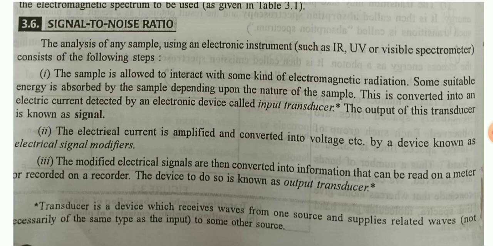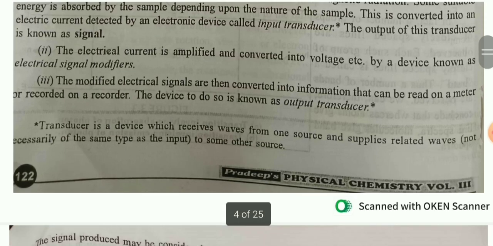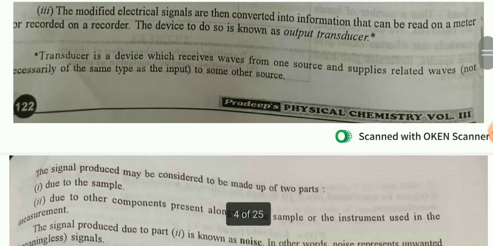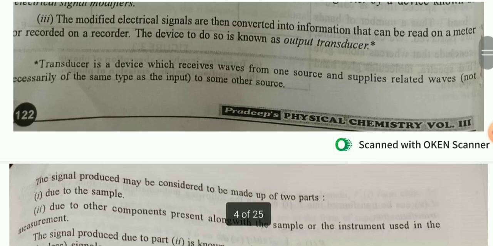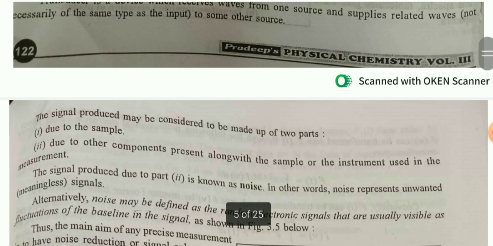The second point is that the electrical current is amplified and converted into voltage, etc., by a device known as electrical signal modifiers. Third, the modified electrical signals are then converted into information that can be read on a meter or recorded on a recorder. The device to do so is known as an output transducer. A transducer is a device which receives waves from one source and supplies related waves, not necessarily of the same type as the input, to some other source.